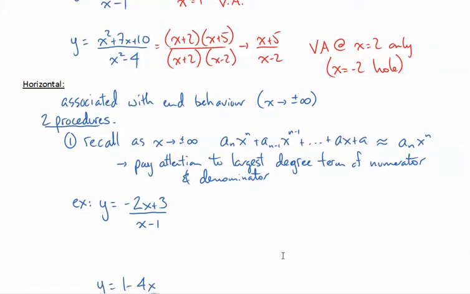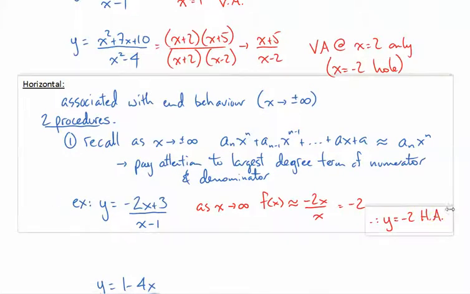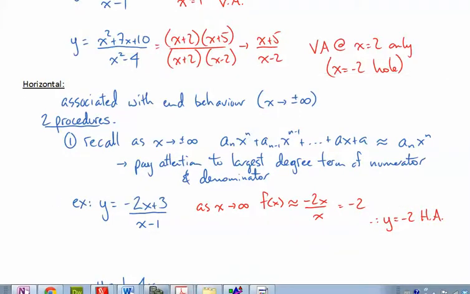Here's an example. Again, you'll notice it's the same one from before. So as x approaches infinity, this function behaves like negative 2x over x, which is negative 2. So y equals negative 2 is the horizontal asymptote. It's as easy as that. Let me show you the graphical image again.